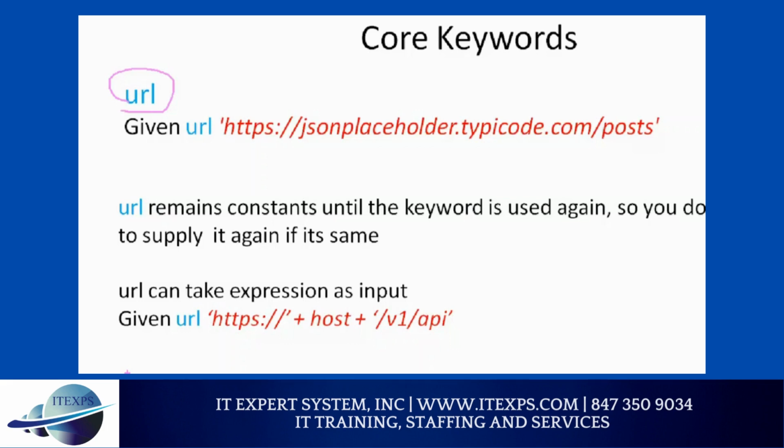You just continue doing your test, right? So you can first execute the first scenario. The second scenario, you want to execute on the same URL, you don't specify the URL, okay? It will keep the same URL and then you continue like that. So that's constant. You can change it, and as soon as you change it, the new URL becomes the constant until you change it again.